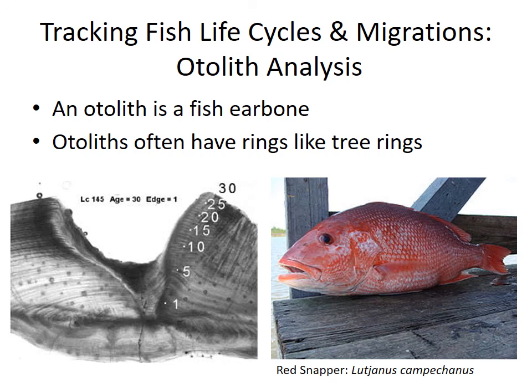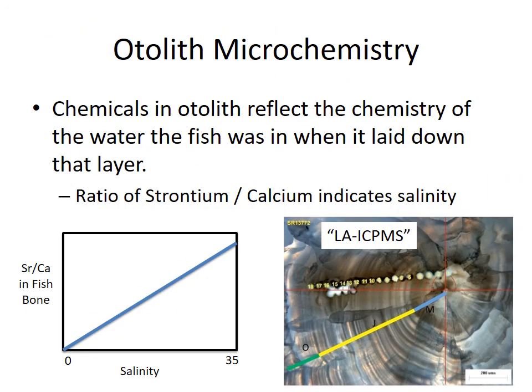So if you analyze the chemistry of the layers, you can figure out, for example, if the fish was in freshwater or saltwater, and analyzing the chemistry in more complex ways, you can even tell what estuary it was in. So it's a way of reading the past of the fish by analyzing the ear bone. The methods that they use to do this are very high tech.